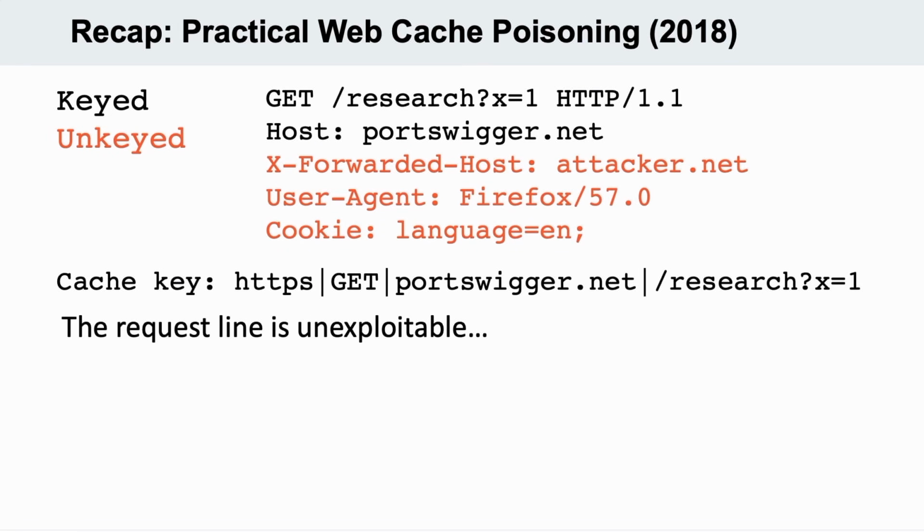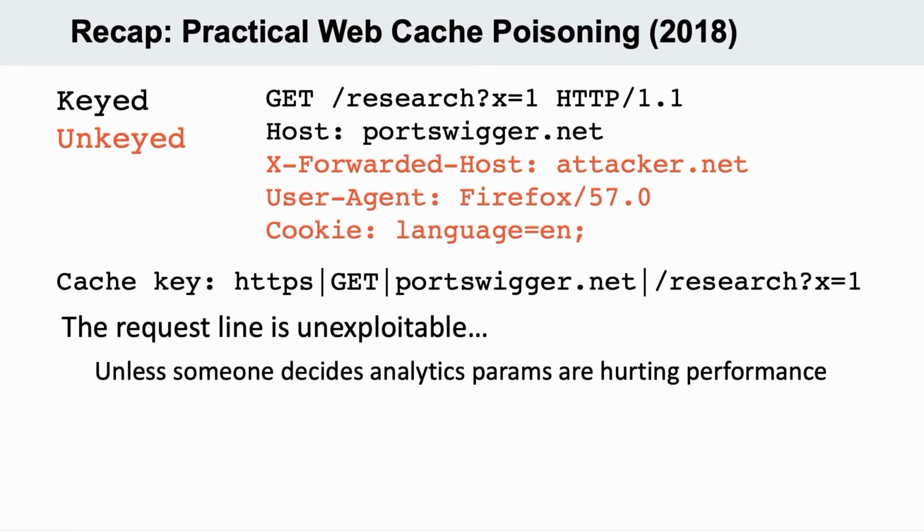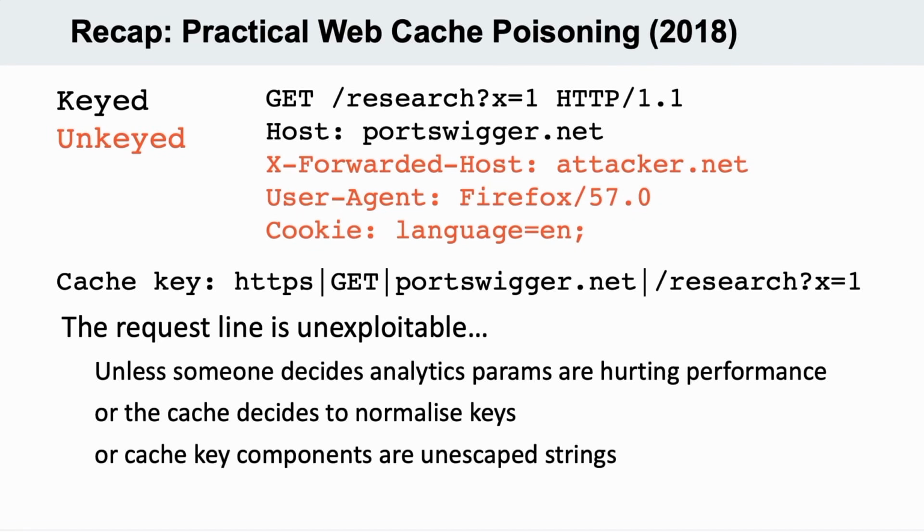However, this understanding of cache keys is actually a bit simplified. The request line, it is unexploitable because it's in the key, unless someone decides that analytics parameters are hurting performance and they need to rewrite the query string. Or the cache decides it's going to normalize the request line because, normalization is great. Or the cache key components are stored next to each other as unescaped strings. Or there simply is no cache key. Any of these can cause trouble for your application, as we'll see shortly.